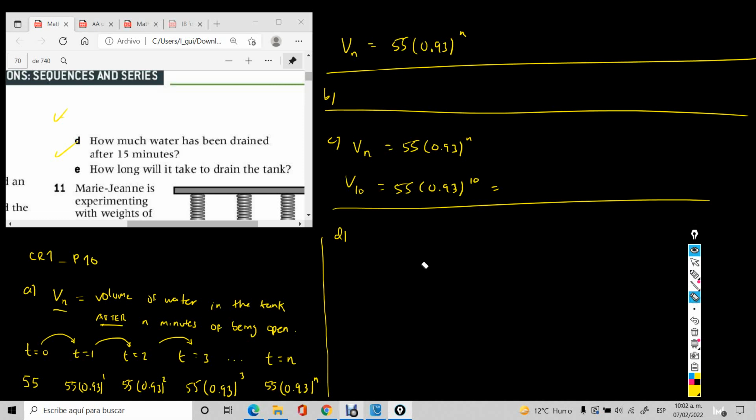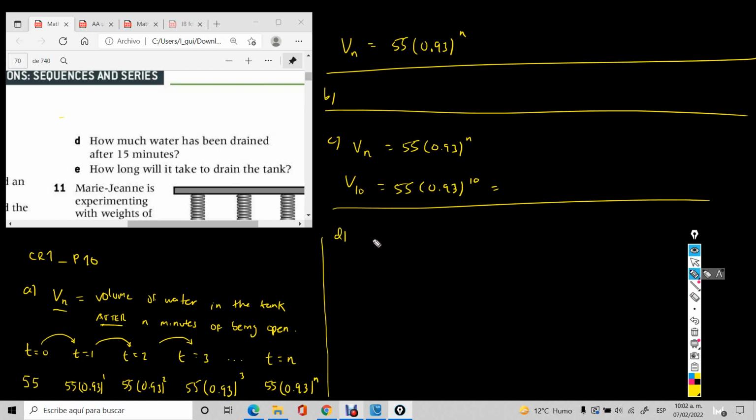Okay, let's see. D says: how much water has been drained after 15 minutes? How much water has been drained after 15 minutes? Do not get confused, guys. They are not asking you for this. They're not asking you for the volume of water that is left after 15 minutes. They tell you about how much has been drained.